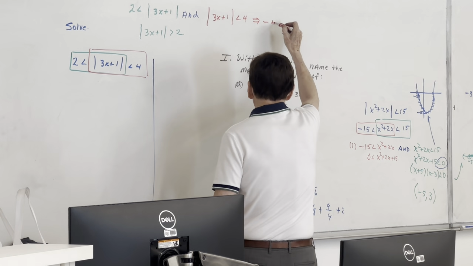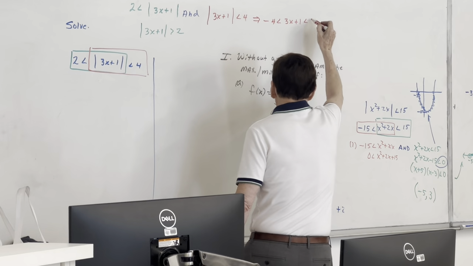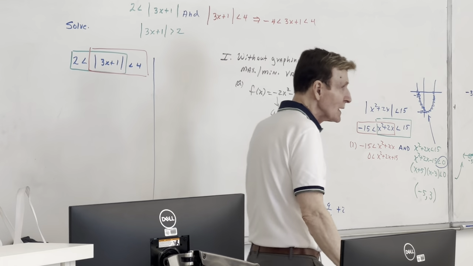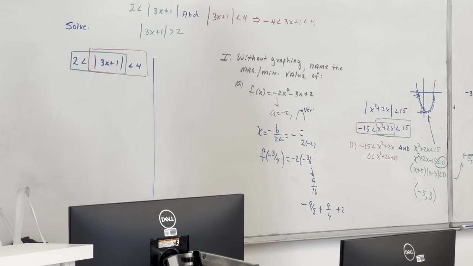-4 less than 3x plus 1. What else? That was easy. Done. Using that rule right there. The other one's going to take a little time, and then guess what we have to do afterwards? Then we have to put them back together. We've got to put those two solutions, we're going to finally get all back together to find where they intersect.